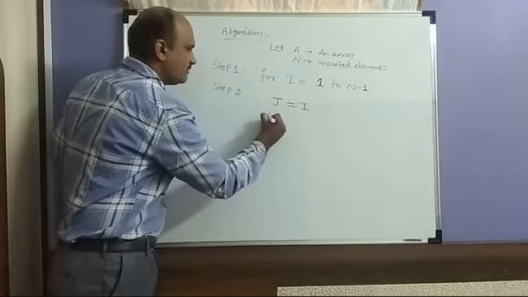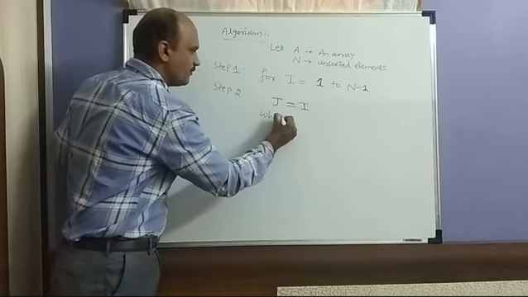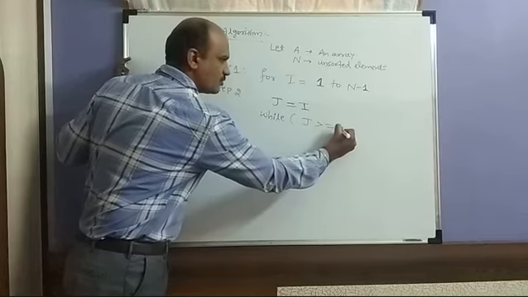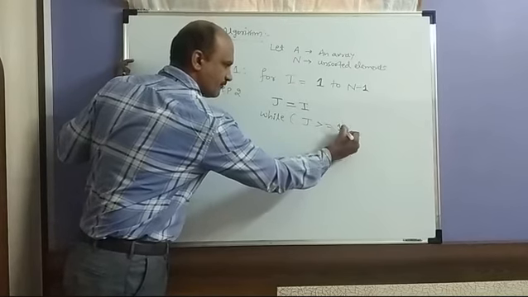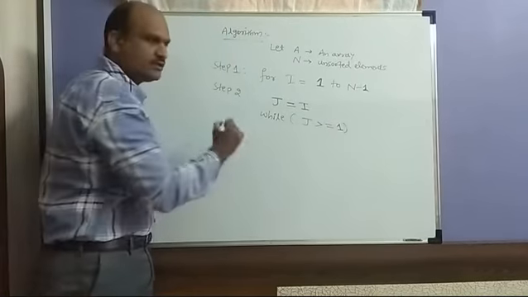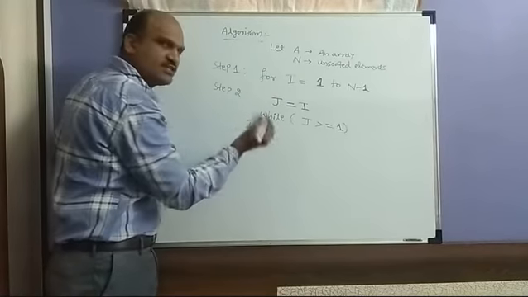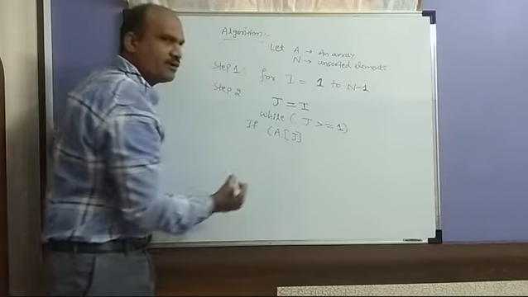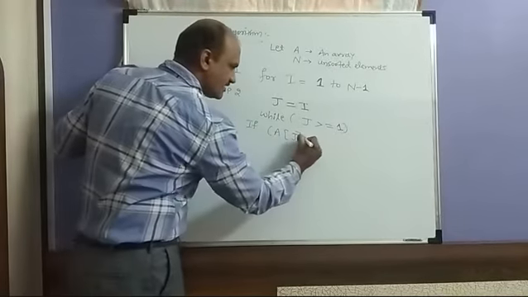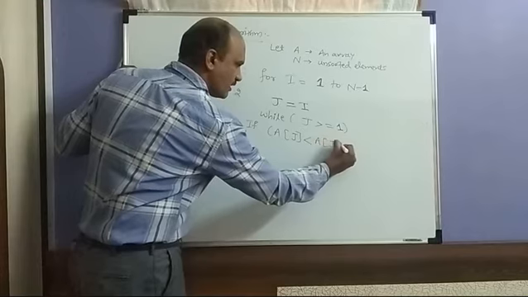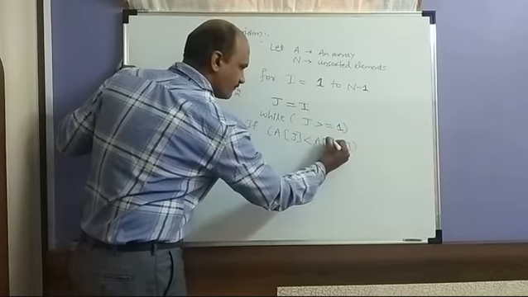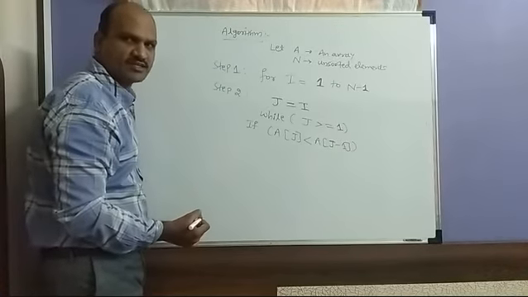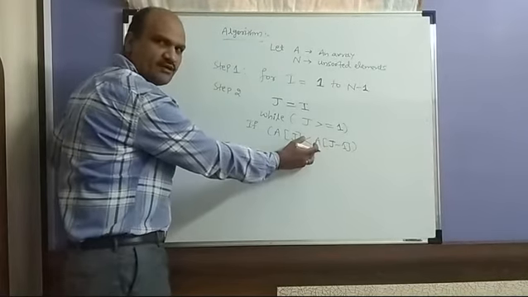Then while, when you write the condition, while j is greater than or equal to 1, then what will happen? If condition in that, again, A of j is less than A of j minus 1. When it is less, then only it will exchange, otherwise it will not exchange.